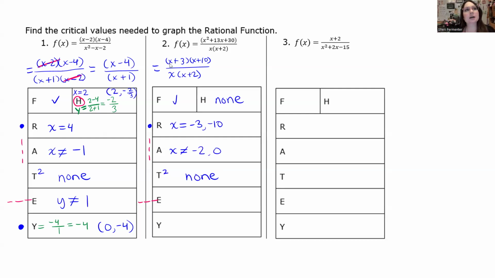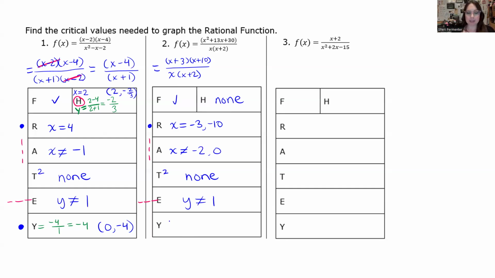So how many x's on top? 2. How many on bottom? 2. So it's the same. If we multiplied them out, what's the number in front of this x? 1. What's the number in front of this one? 1. What about this one? And 1. Okay, so it's 1 over 1, which is just y equals 1. So we're going to say that y is not equal to 1 because it's our range. It's not going to be equal to 1.